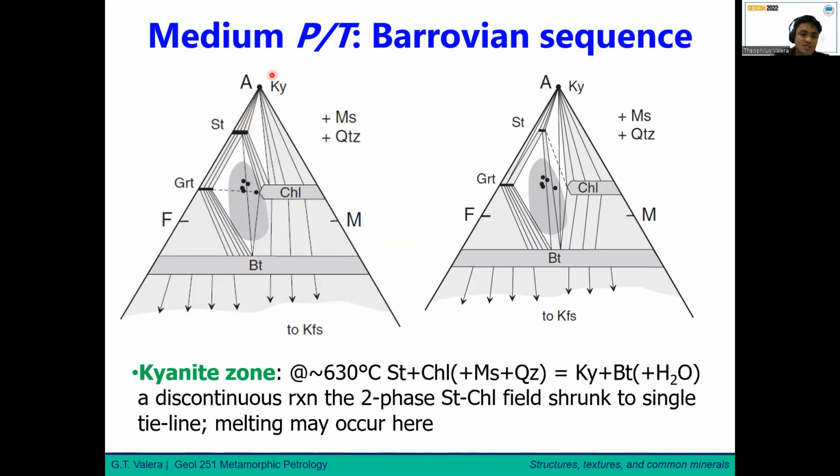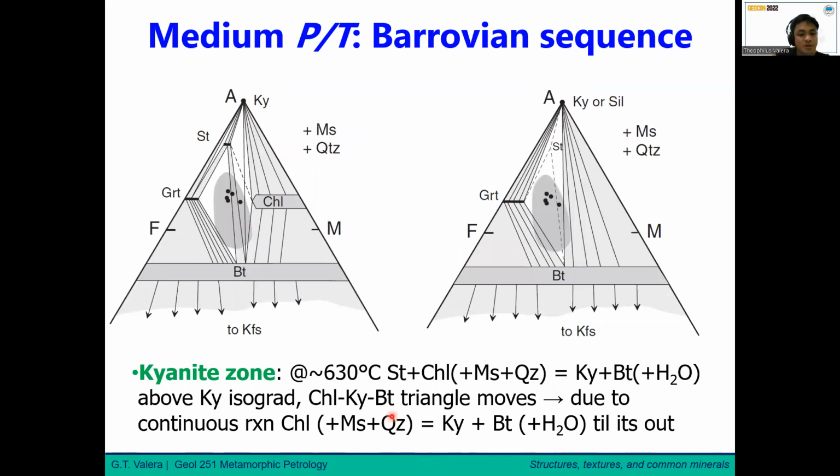Okay, so sa kyanite zone, as you can see from here, theoretically, stable lang ulit si kyanite, pero hindi siya nangyayari sa bato natin. Instead, kyanite becomes available to most rocks kapag nag-tie-line flip uli, yung staurolite chlorite natin gets eaten by the kyanite biotite stability curve, for example. Yeah. So through this reaction, staurolite plus chlorite equals kyanite plus biotite. This continuous reaction, the two-phase staurolite plus chlorite field shrinks to a single tie line and melting, so yun, tie line flip. And then take note na at these temperatures, melting can occur. Okay?